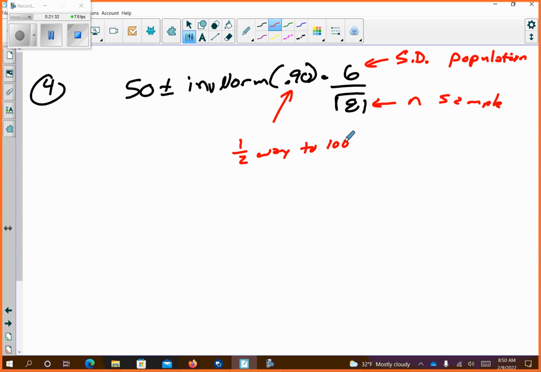Okay, so what would we be plugging in there? What would have been given originally if our inverse norm was 0.90? So 90 is 10 away from 100, right? But in order to get that, I had to have some number that was halfway to 100. So what number would that have been as far as the confidence level? It would be 80. Good. Okay, so 80 is our confidence level.